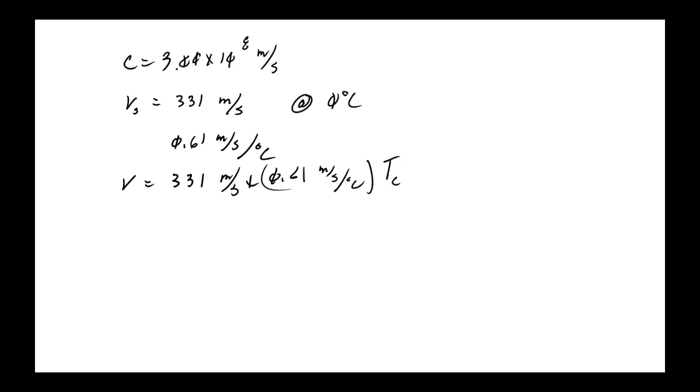So right now we're around 20 degrees Celsius. So 20 times 0.61, rather than 331, it would be 343 meters per second. So it's not a big difference. Okay?